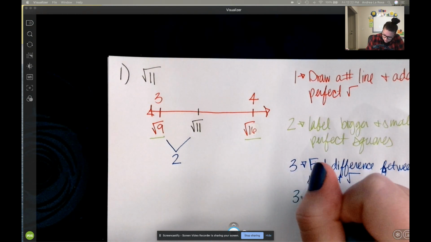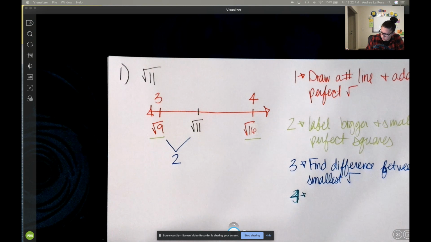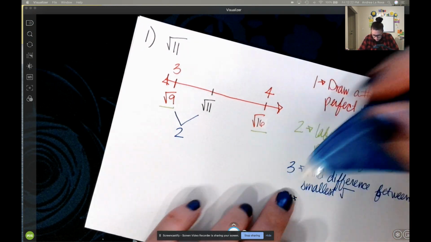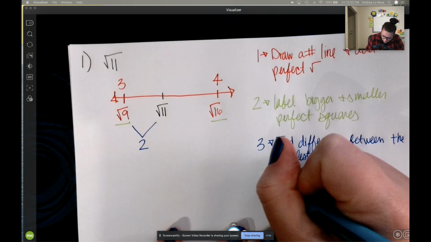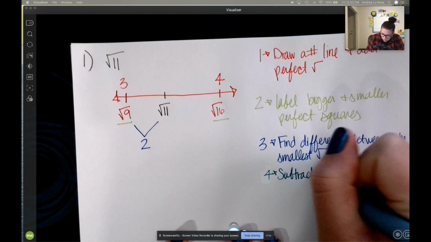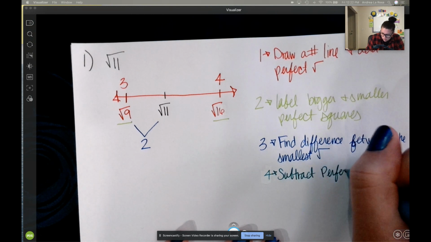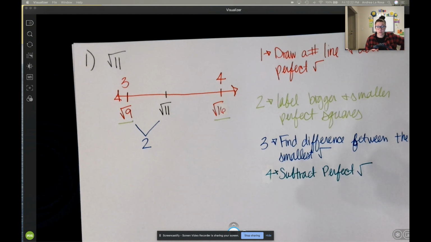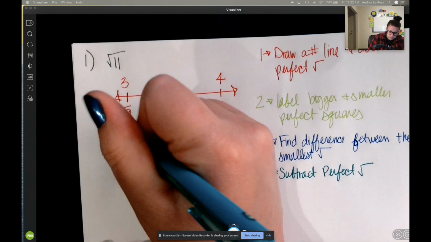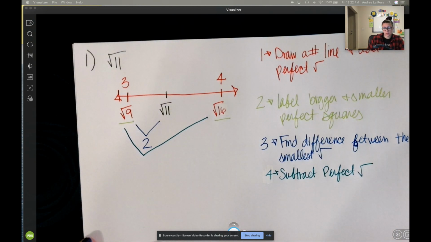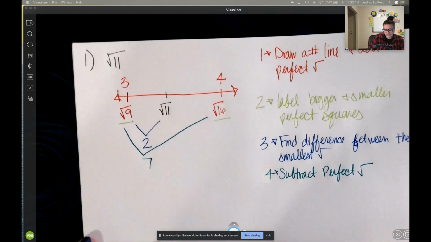Next. Oh, step 4. There we go. Step 4. We want to subtract the perfect square roots. Write it the way that I'm going to write it, okay? It's going to help you in the long run. So we need to subtract 16 minus 9. What is 16 minus 9? 7.